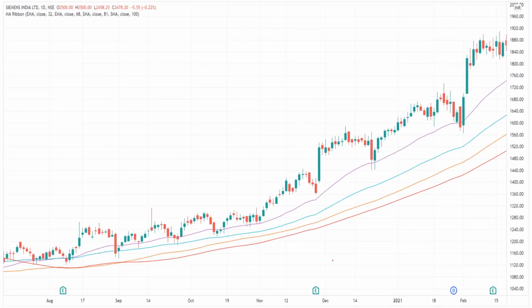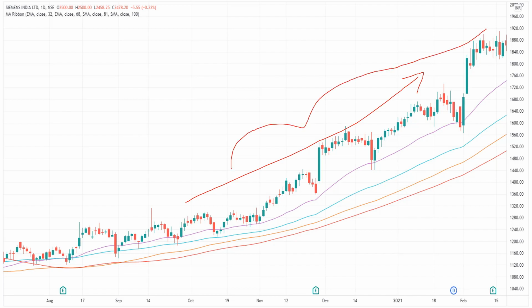So in this example, Siemens India, we can see that the stock is clearly in an uptrend. But if you're waiting for this whole up move for entering the trade, then you might already be too late. So as a trader, we are going to try and identify the trend as early as possible around this area when the trend starts. So let's see how we can do this.